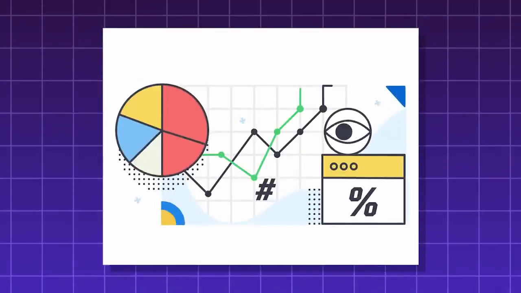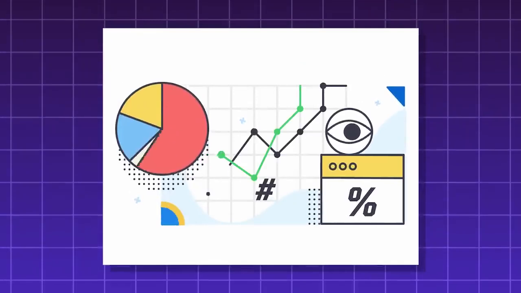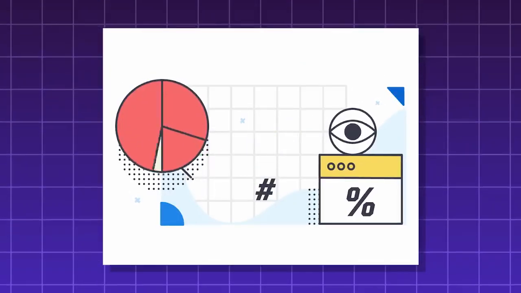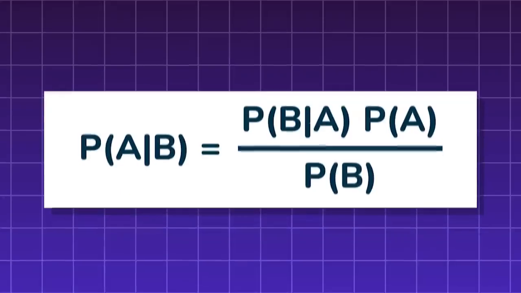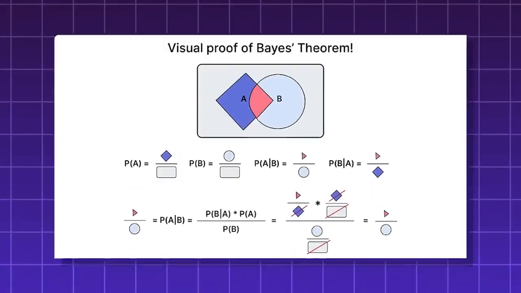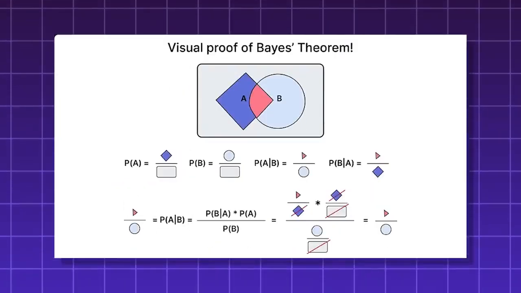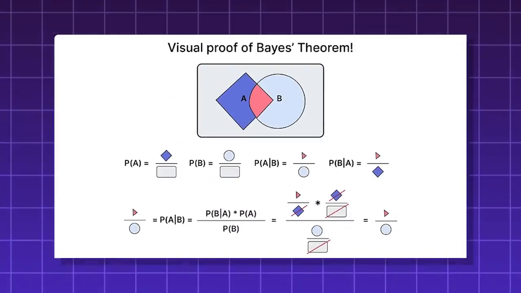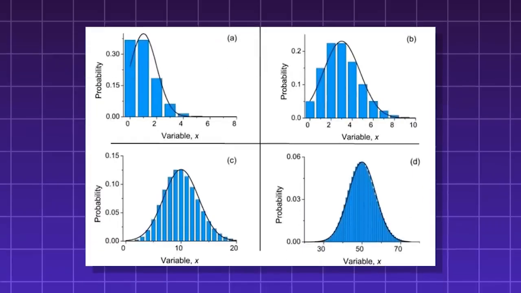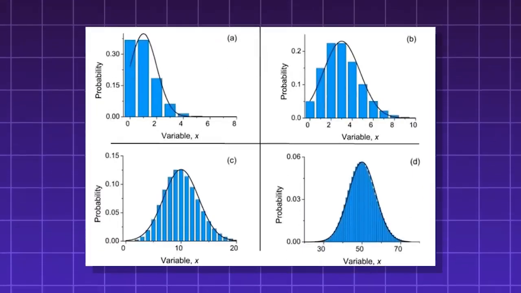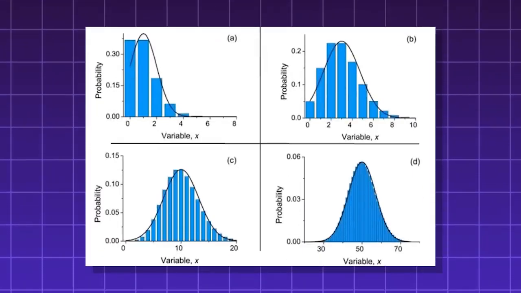Probability and statistics. This course focuses on quantifying and analyzing data and also how to make data-driven decisions. You learn the fundamentals of probability, basic set theory. You also learn about Bayes' theorem, which is a type of conditional probability in which it calculates the probability of something happening given the fact that something else has already happened. You'll likely delve into probability distributions such as the normal distribution or the Poisson distribution.